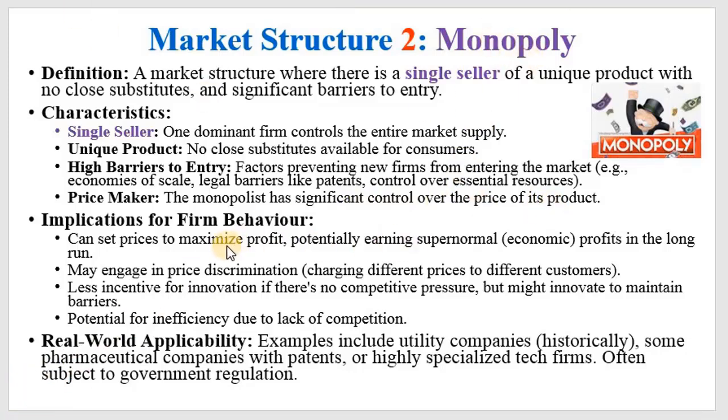So in a monopoly market there will be some behavior. As you can see, the monopolist, the company enjoying the monopoly, will determine the price. As a result, due to the high price there will be maximum profit for the company. There will be price discrimination, and ultimately that kind of behavior will result in no innovation in the product because the company is enjoying the monopoly. Ultimately there will be inefficiency due to the lack of competition.